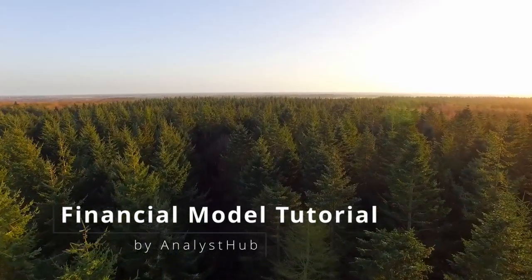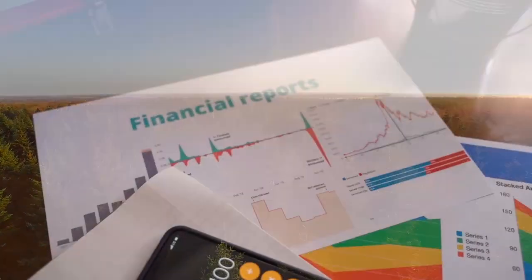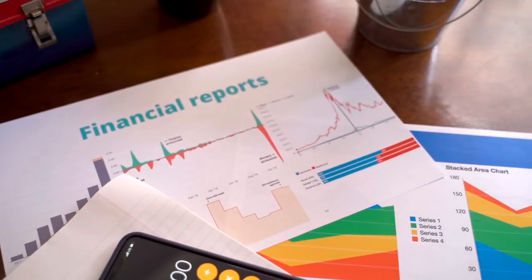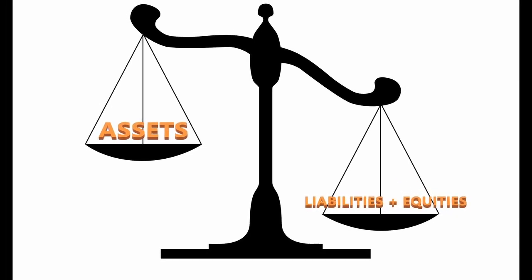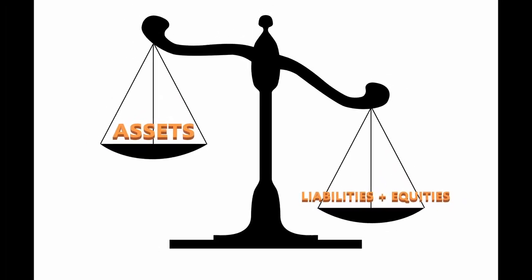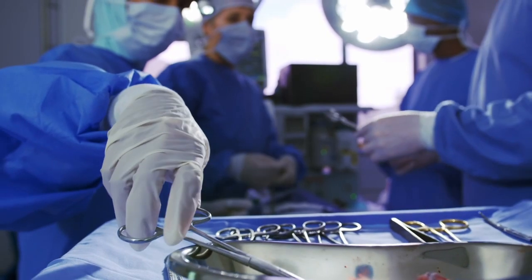Hello, everyone. In financial modeling, one of the most common and frustrating issues is when the balance sheet doesn't balance, meaning there is a mismatch between total assets and total liabilities and equity. In this episode, we will examine what the causes might be and how to solve them.